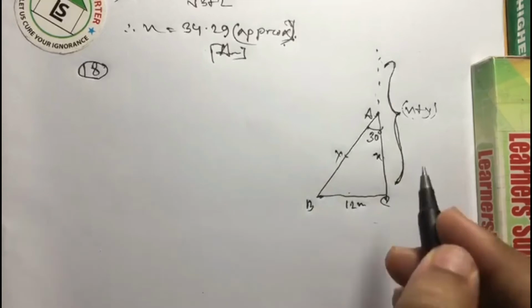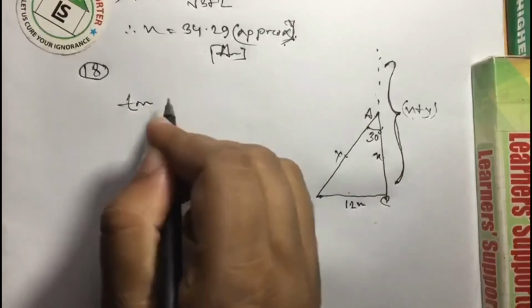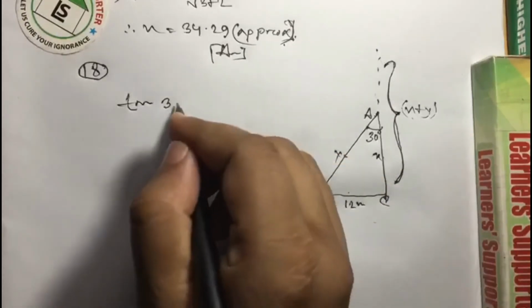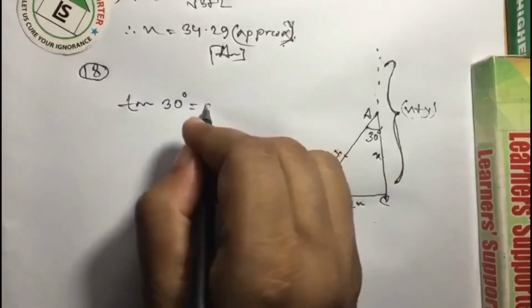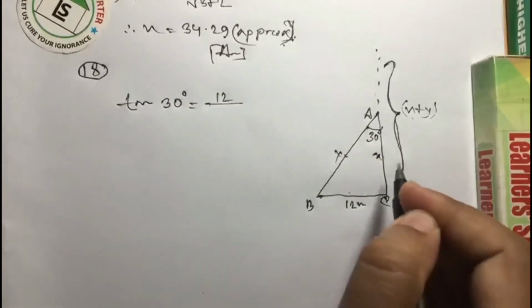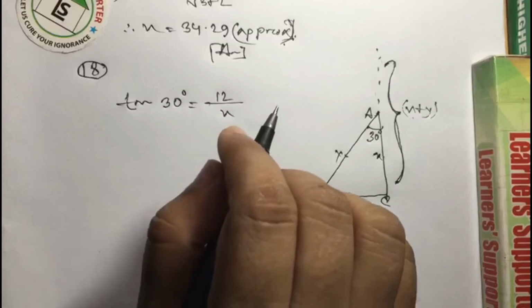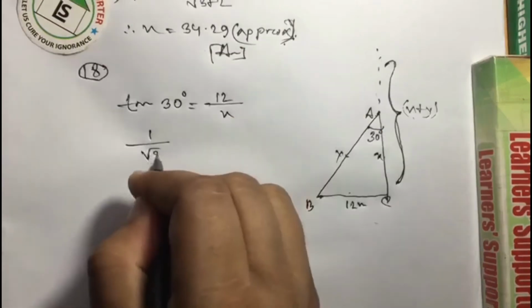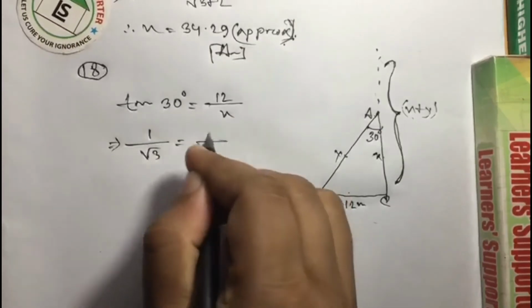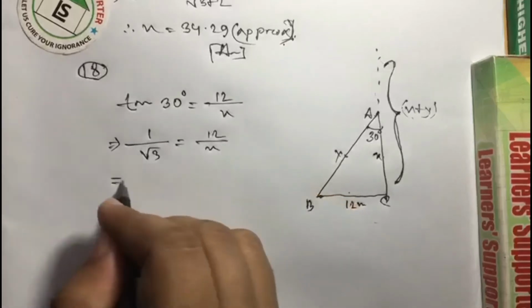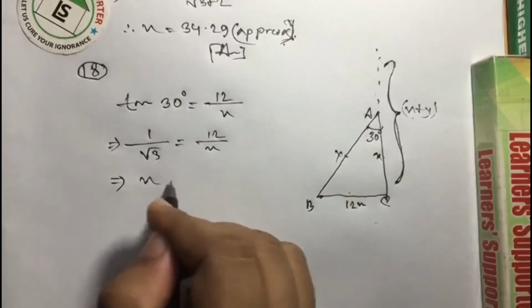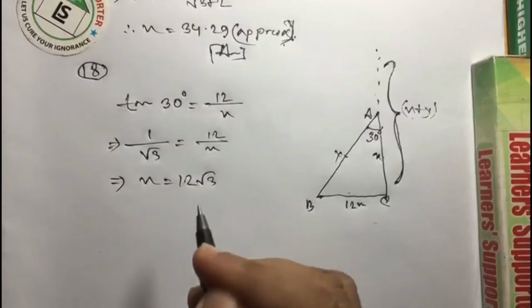That means tan, triangle ABC, tan 30 degree, opposite by adjacent, that means 12 by x. Tan 30 degree equals 1 by root 3. 1 by root 3 equals 12 by x. After doing cross multiplication, I can write x equals 12 root 3.